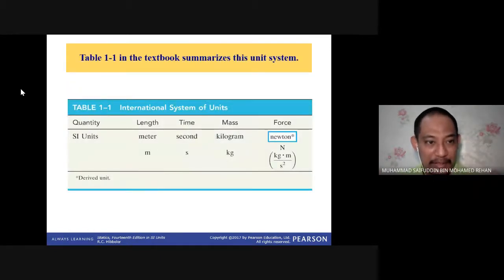So the units are meter, second, kilogram, and Newton. And of course, Newton equals kilogram meter per second square. You can derive that from F equals m times a, right? m is kilogram, acceleration is meter per second square. Hence, you get kilogram meter per second square.